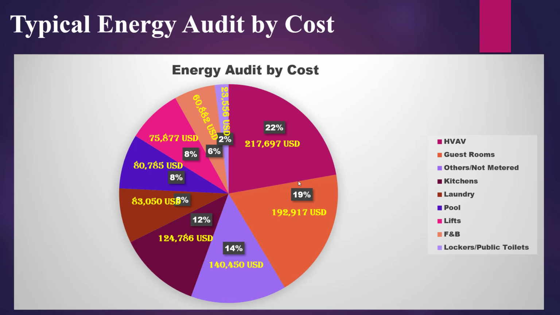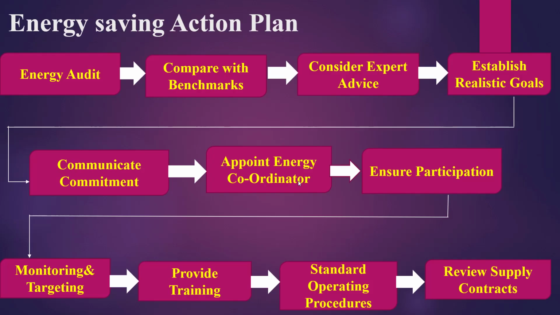Typical energy audit by cost. HVAC 22%. Guest rooms 19%. Kitchens 12%. Laundry 8%. Swimming pool 8%. Lifts 8%. F&B venues 6%. Lockers and public area 14%. Others or non-metered area 2% to 3%.